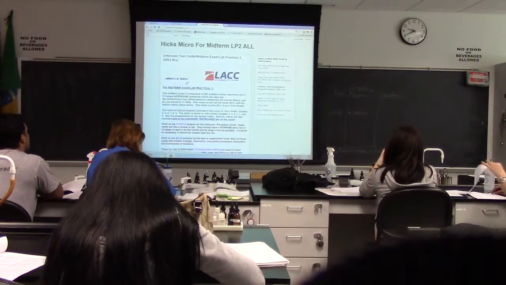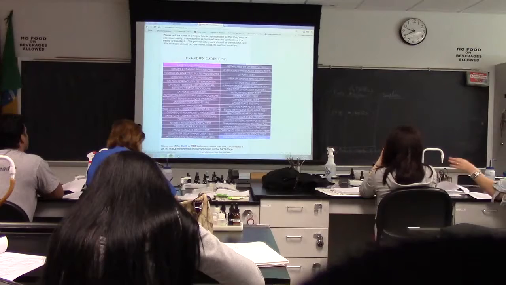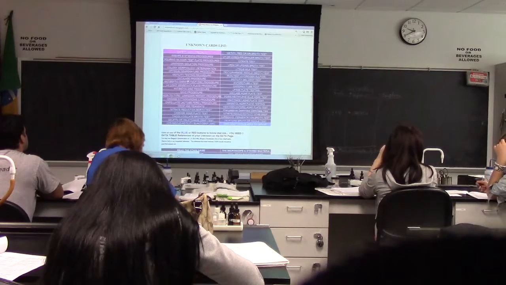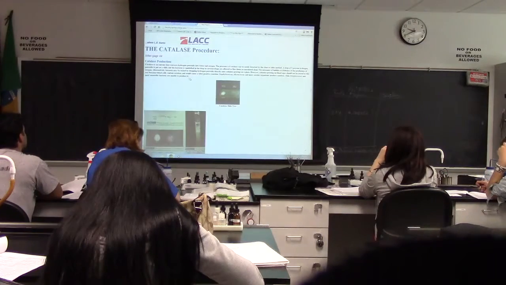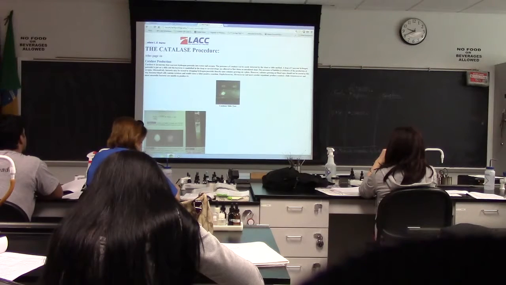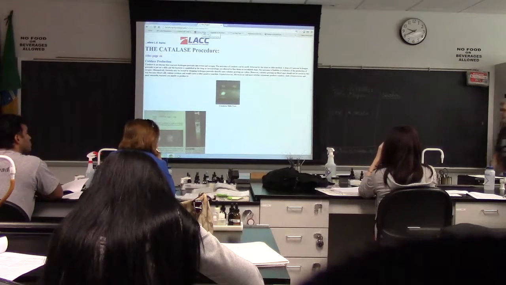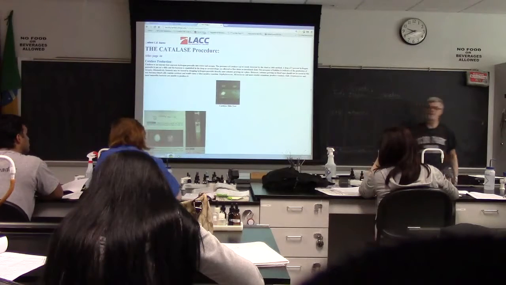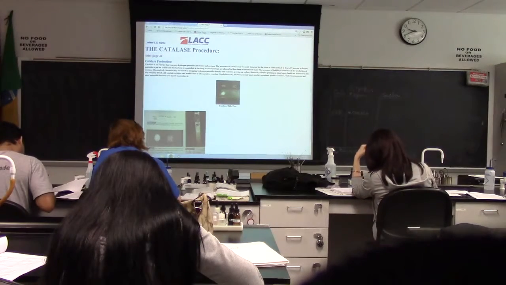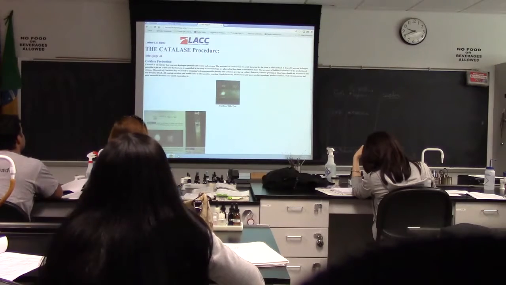Well, unknown test cards are there, so anyway. So you would go to each one of these. For the catalase test, the unique identifier is catalase-test.htm. Actually, you're right, it doesn't have this, it has this. All right, so everybody know how to do that?